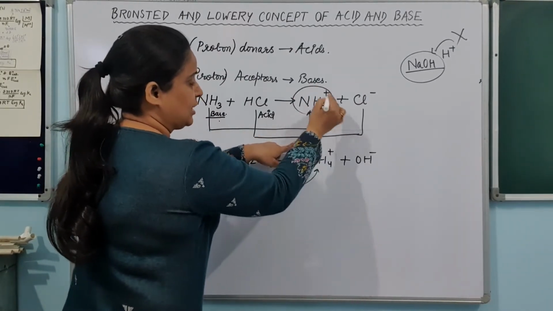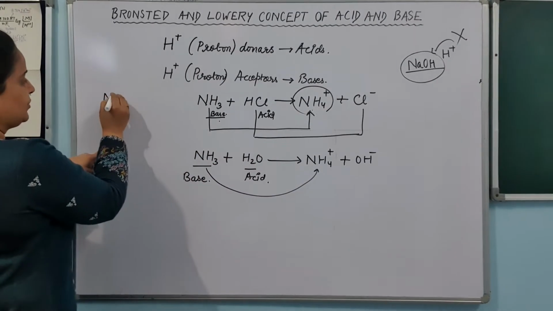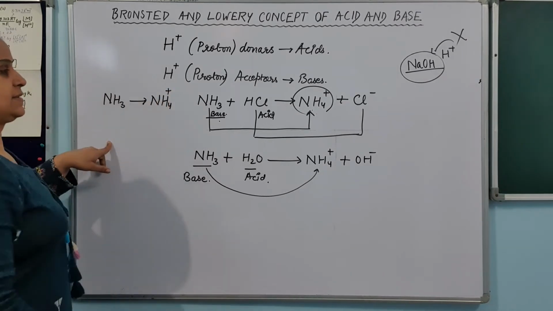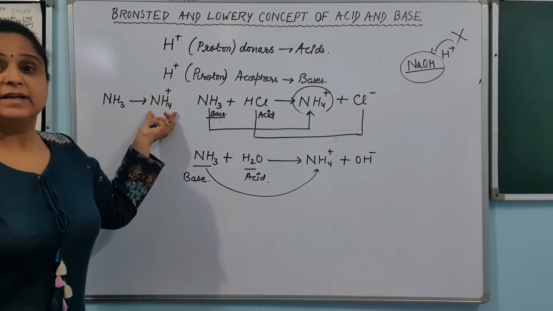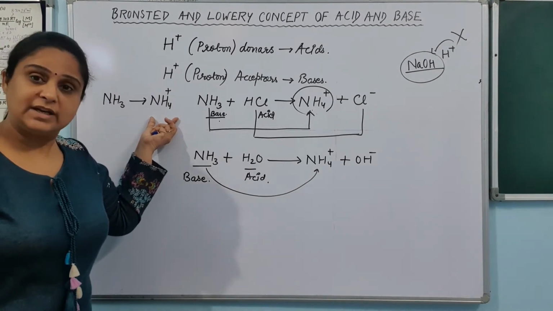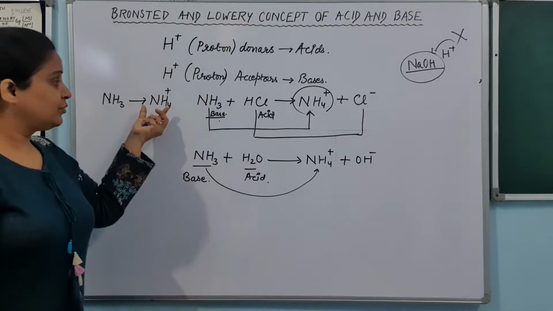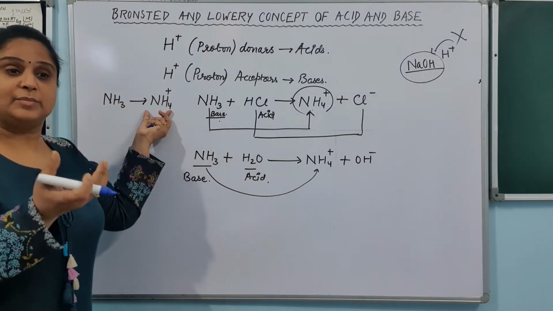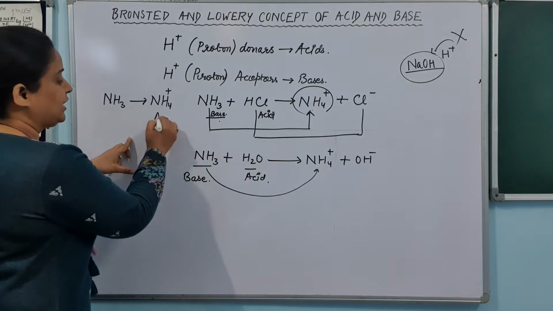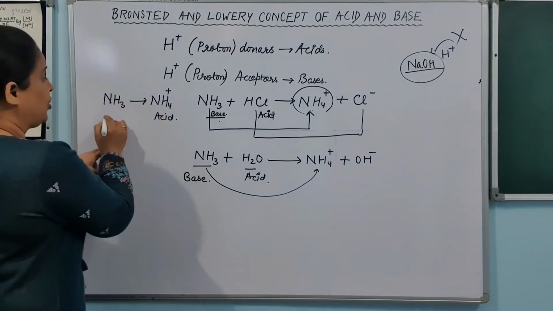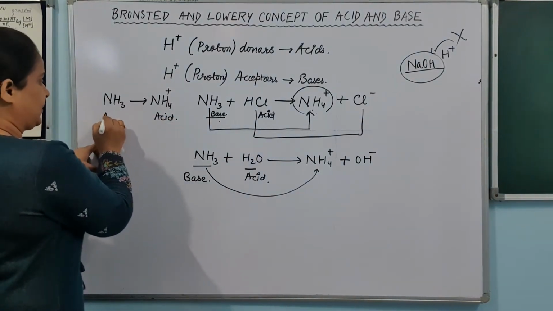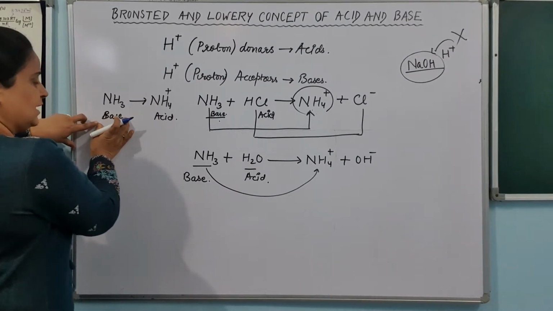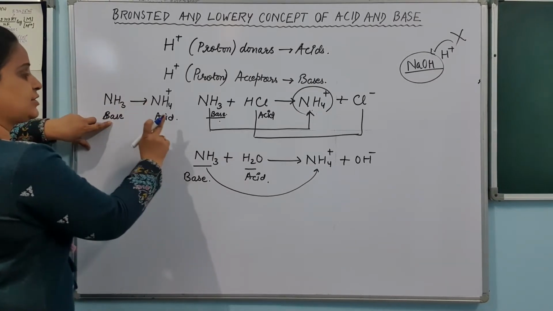Now look at these two. I am concentrating on these two. This ammonia is converted into NH4 plus. Can you observe this? Now this ammonium can lose the proton to convert into ammonia. So when it loses the proton, it will have the tendency to behave like an acid. So it is the acid of ammonia. When this was a base and accepted the proton, it converted into an acid.